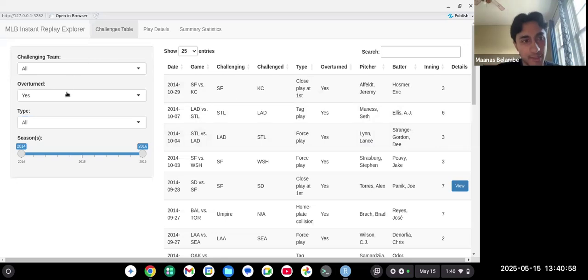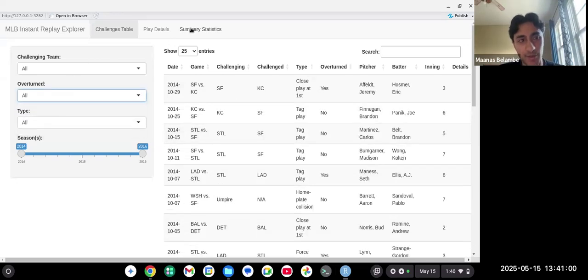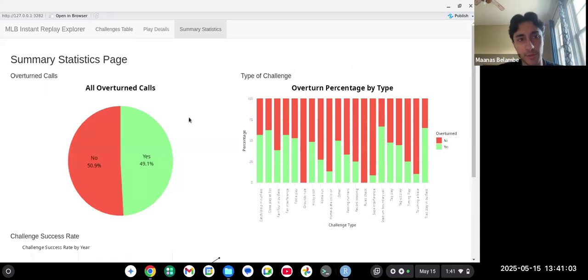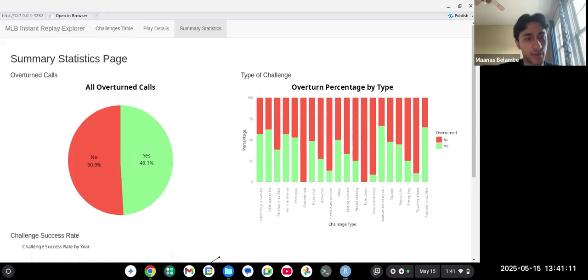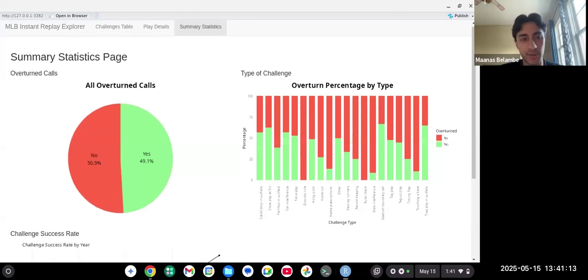Yeah, so the summary statistics page is also controlled by the filter on the main page, and there are a few different statistics that we have. The first of which is a pie chart of the number of overturned calls for the data being filtered right now. Another chart, which we found pretty interesting, shows how often certain types of plays get overturned. As you can see, each of the different types of plays has pretty differing success rates in terms of how often they're overturned.